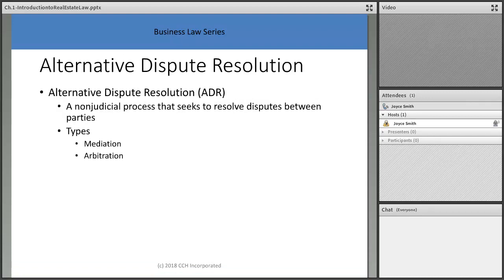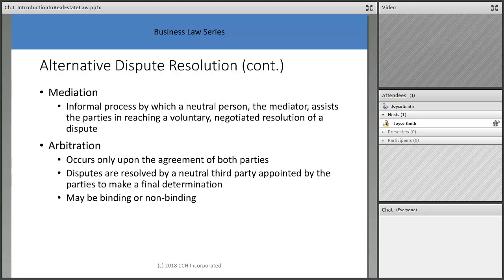Alternative dispute resolution. It's called ADR. It's a non-judicial process that seeks to resolve disputes between parties. And the different types of ADR would be mediation and arbitration. Mediation is an informal process by which a neutral person, the mediator, assists the parties in reaching a voluntary, negotiated resolution of a dispute. They'll sit around a table, they'll argue back and forth, they'll present their issues, they'll present their concerns, and again, the mediator is trying to get everybody to reach a voluntary decision as to how a dispute can be resolved.